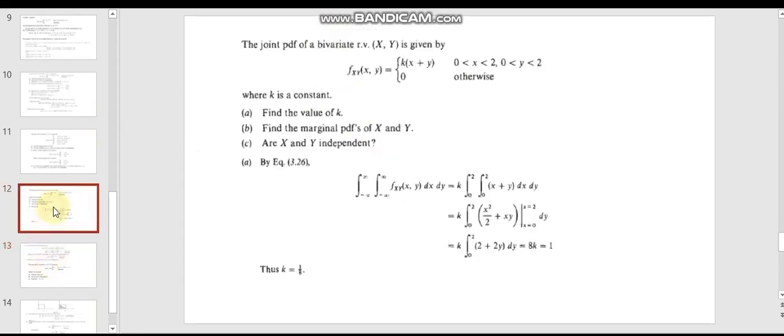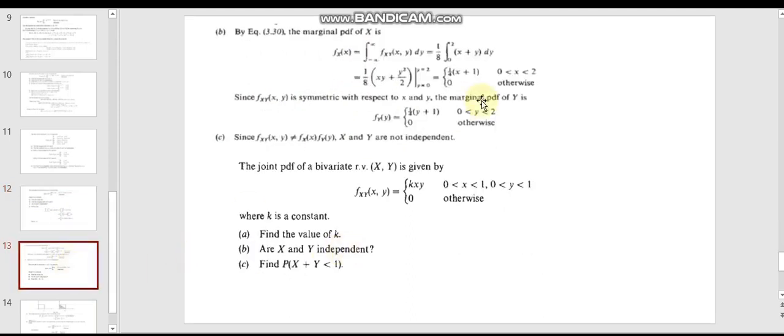The next part is to find whether x and y are independent. In this case, the product of the marginal PDFs of x and y should be equal to the joint PDF of x and y. So when I take the product of the marginal PDFs of x and y, it must be equal to 1/8 times (x + y). But the product of the marginal PDFs of x and y is not equal to the joint PDF of x and y, which is obvious.